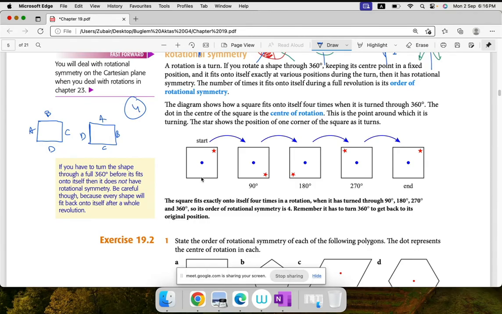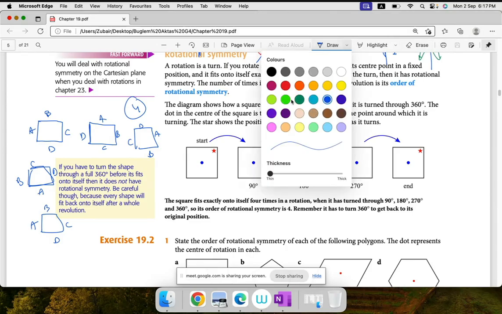So I moved it once. I'm moving it twice: A, B, C, D. I'm moving it thrice: A, B, C, D. And now I'm moving it the fourth time: A, B, C, D. Moving it four times brings it back to the original position, original shape. So I will say the order of rotation for a square tile is 4.